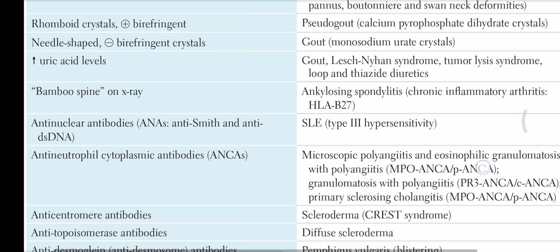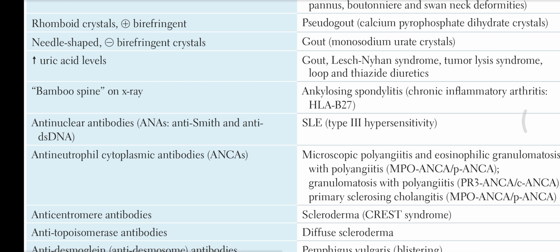Increased uric acid level is seen in gout, Lesch-Nyhan syndrome, tumor lysis syndrome, and loop and thiazide diuretics.